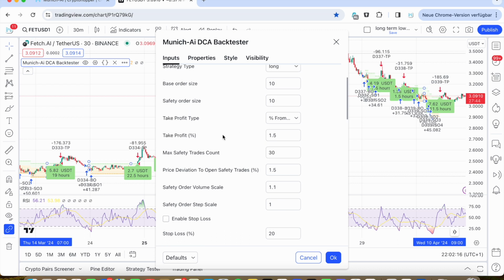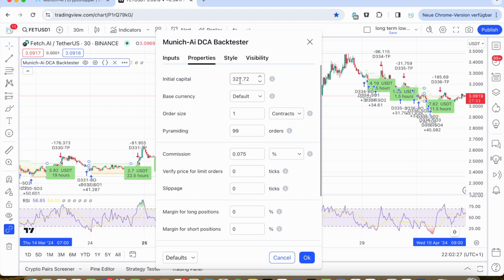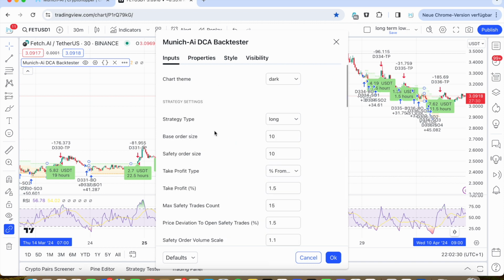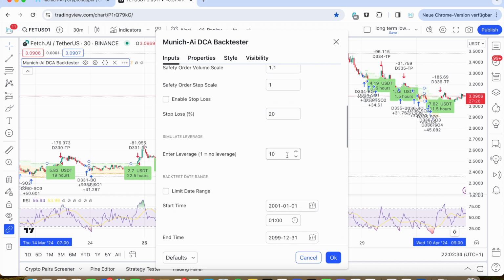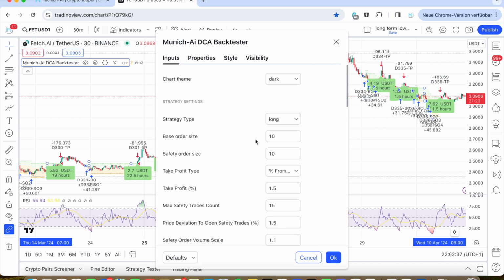And even if you put, for example, max safety trades count 15, which is still really safe, then you need a minimum capital of 327, which is really nice that it's so low, because then we can easily use a 10x leverage bot on this and start with a small account, and still make daily profits.